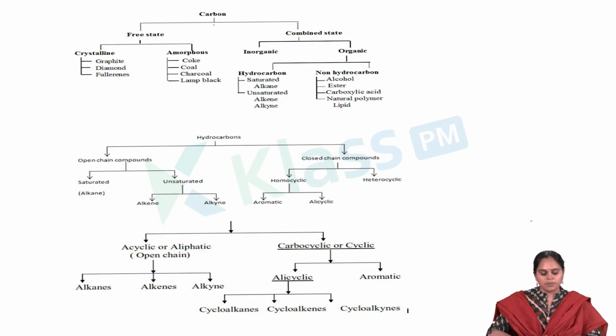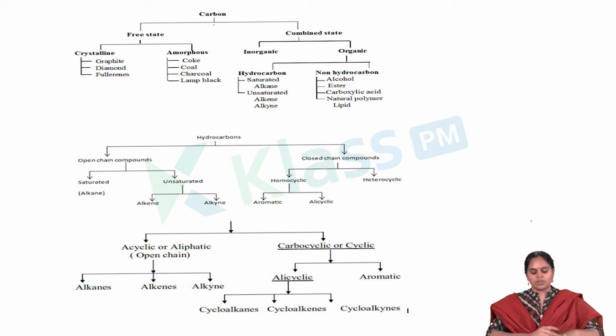Carbon and its compounds. Carbon is available in free state and combined state. Free state means it is available in crystalline forms, that is graphite, diamond and fullerenes. In graphite, a triple bond will be there. Diamond is formed with tetra bonds, so that it is very strong because of this tetra bonding. And fullerenes, the scientists found C60 components of carbon, so they gave the name of that scientist. And amorphous, the free state of carbon is also available in this form, that is coke. Amorphous means coke, coal, charcoal and lamp black.